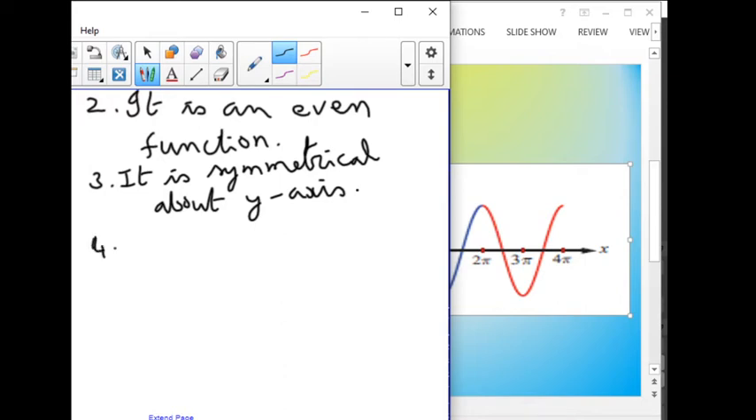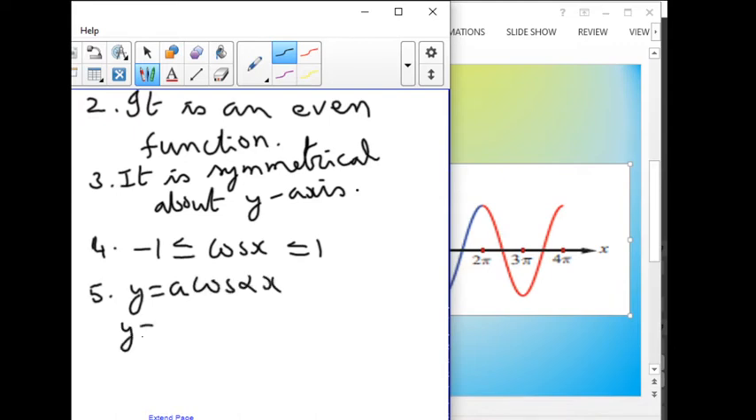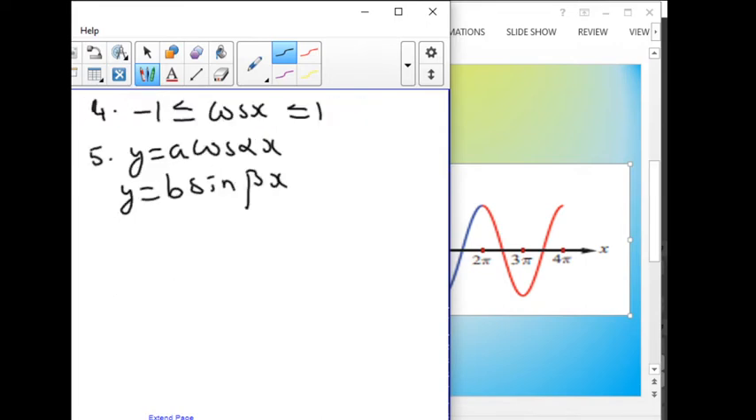And so the fourth one is the range of cos x. We know that minus 1 is less than or equal to cos x is less than or equal to 1. Therefore, the minimum value for cos x is minus 1 and the maximum value is plus 1. And remember that these functions, y is equal to a cos alpha x and y is equal to b sin beta x, are called sinusoidal graphs.